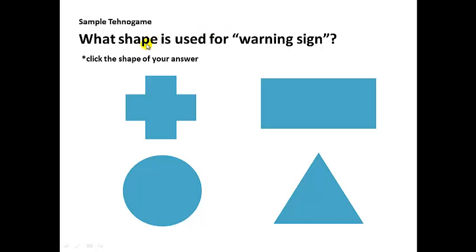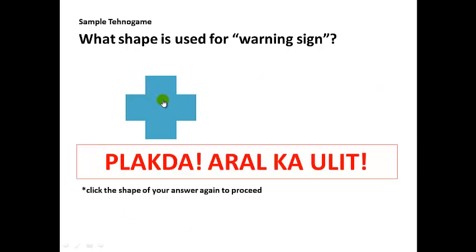In this sample Technogame, I have a question here, which is the motivation question. What shape is used for a warning sign? This sample Technogame is only used for sample purposes and not intended for any educational purposes. We have here the instruction: click the shape of your answer. Let's try the cross one. It is a wrong answer. Click the shape of your answer to proceed.